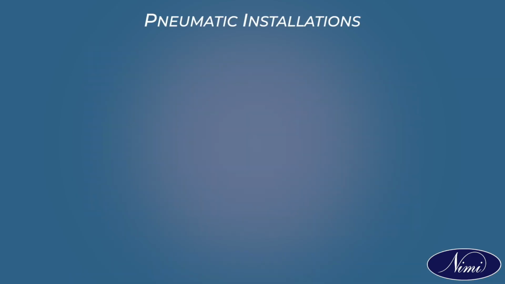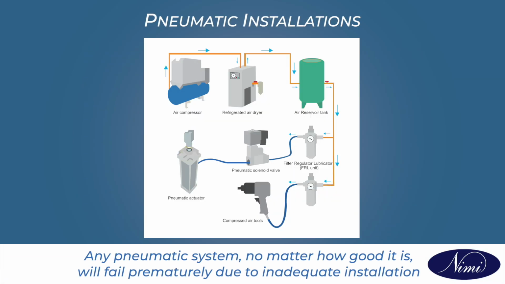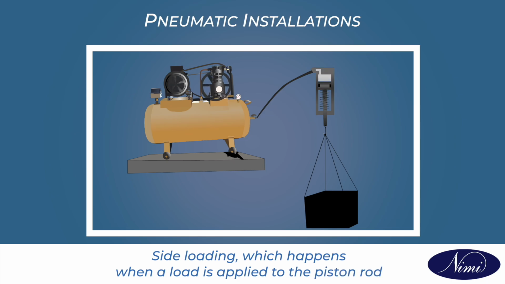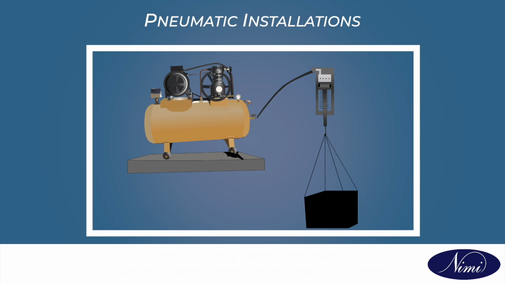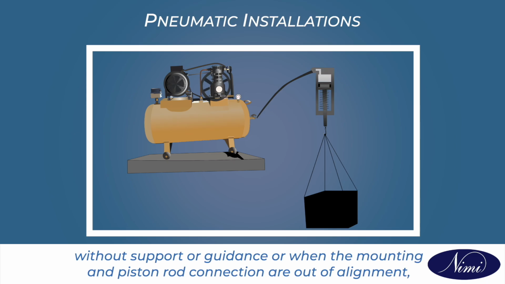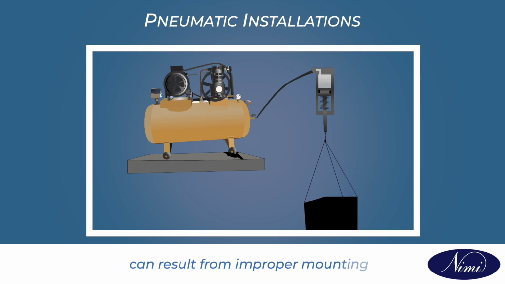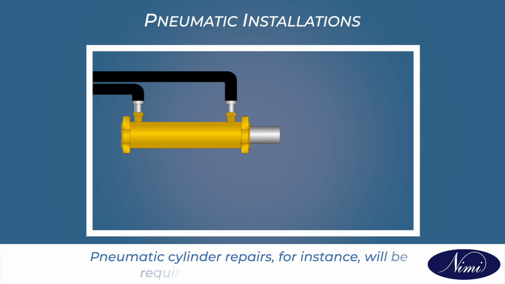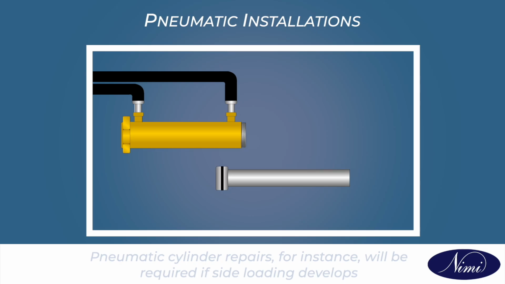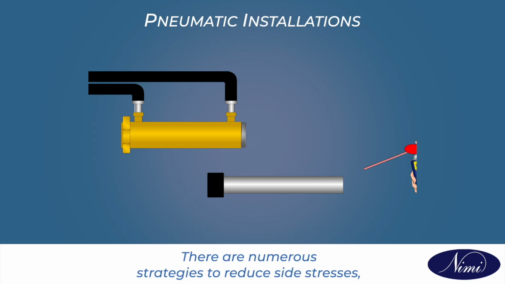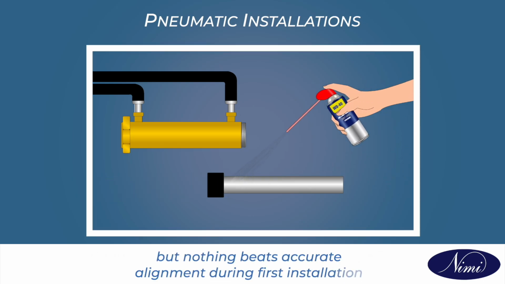Pneumatic installations. Any pneumatic system, no matter how good it is, will fail prematurely due to inadequate installation. Side loading, which happens when a load is applied to the piston rod without support or guidance, or when the mounting and piston rod connection are out of alignment, can result from improper mounting. Pneumatic cylinder repairs, for instance, will be required if side loading develops. There are numerous strategies to reduce side stresses, but nothing beats accurate alignment during first installation.